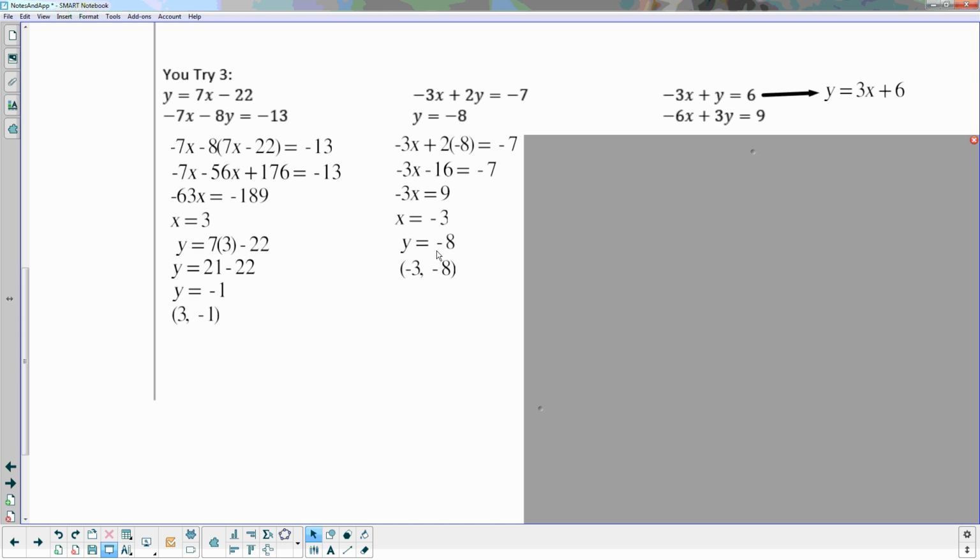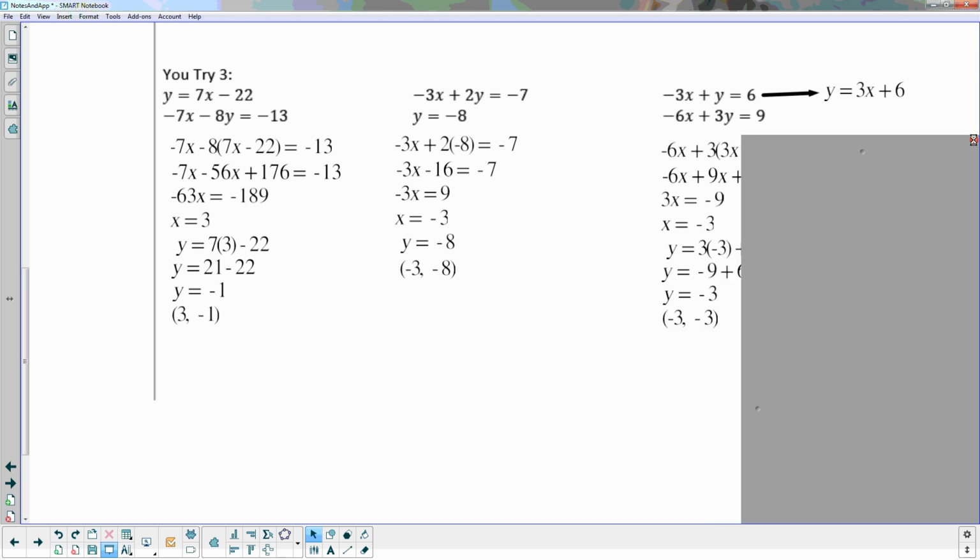And since I was told that y equals negative 8, I just get to use that. I don't have to solve for it. Of course, you can, if you want to. You can plug negative 3 into the first equation. You should get negative 8 as well, but you can go ahead and check that. And I get an answer of negative 3, negative 8.